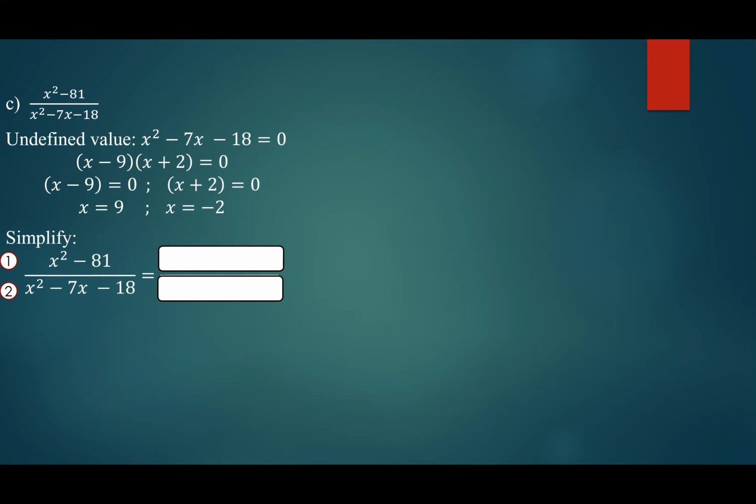So in this case, can we factor the numerator? Can we factor x squared minus 81? And again, hopefully you say, yes, x squared minus 81 is a difference of squares. And if it is, I put x and 9 in one parenthesis, x and 9 in the other, and one is positive and one is negative.